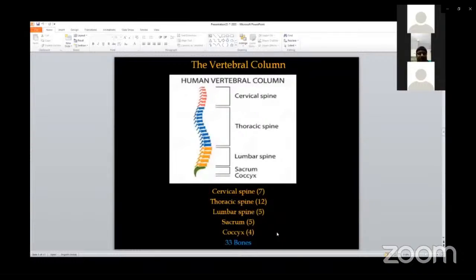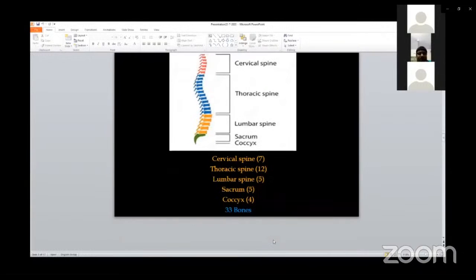The next one is irregular bones. Irregular bones are located in our spine, that is the vertebra bones. They appear with complicated shapes. The shapes are not in a regular manner, so they are called irregular bones. Then the hip bone is also one of the examples for irregular bones.